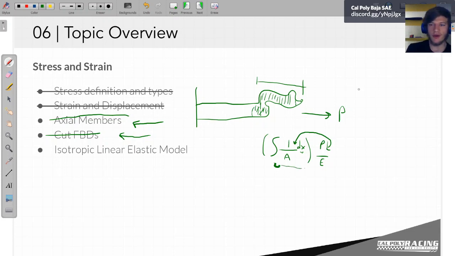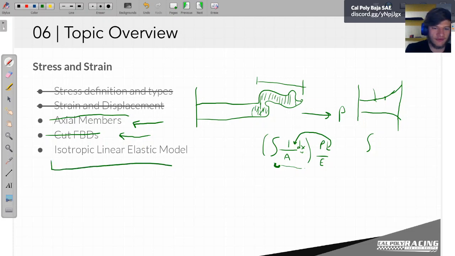I think one that he sometimes likes to throw at you is he'll do something that's like a parabolic shape. So you actually have to use some calculus to say what the area is at each section. But yeah, that's all I'm going to cover today.